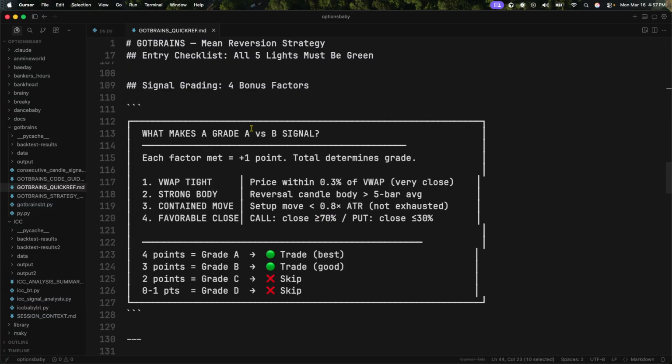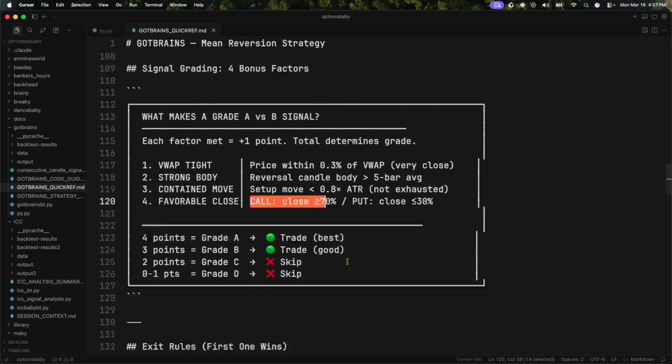And what makes a grade A and B signal? What we're looking for is the VWAP is tight, right? Again, the price is within 0.03 of the VWAP, very close. We're looking for a strong body: the reversal body is greater than the 5-minute average. Whenever you see bar, just replace that with minute. And then a sustained move setup is less than 0.8 ATR. It is not exhausted. And then a favorable close: a call close at 70%, and a put close at less than or equal to 30%. And this is how we get our grades.